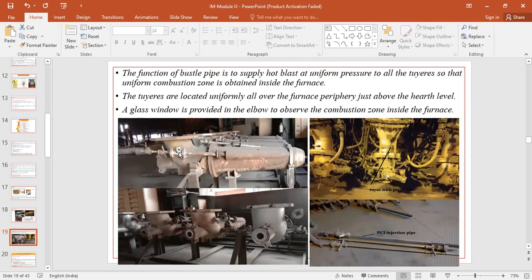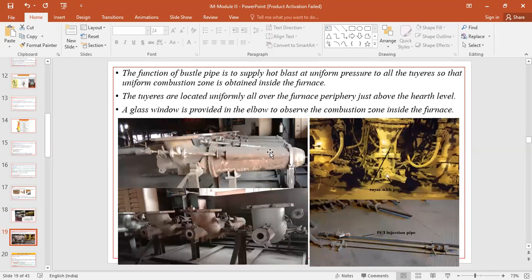Yeah, so you can see the same thing. This is actually the peephole, where you can see the same thing here. This and this are both the same, where there will be a glass. From here you can see how the PCI injections are actually going on.